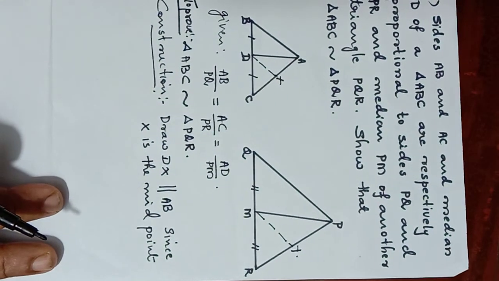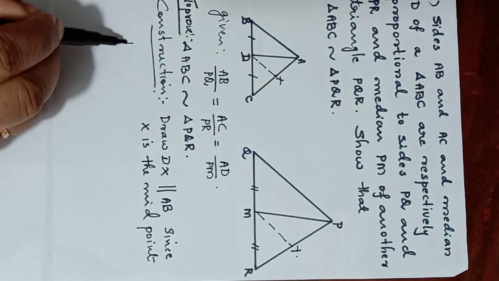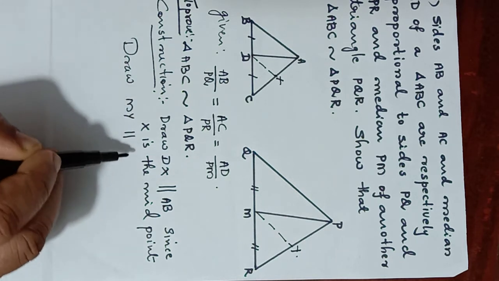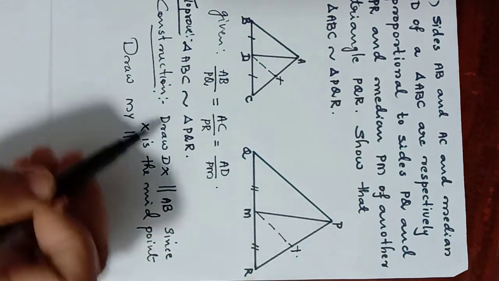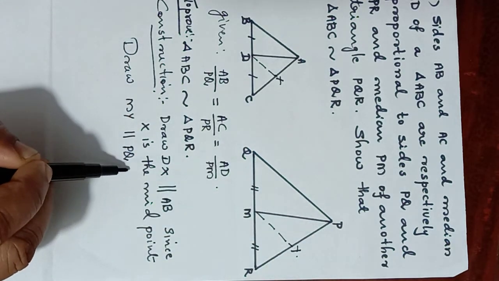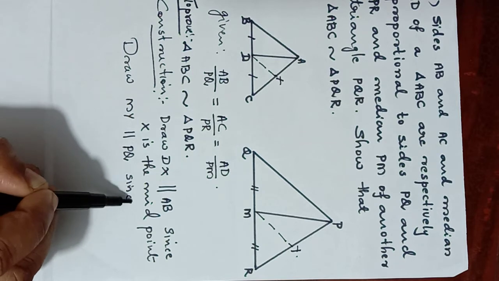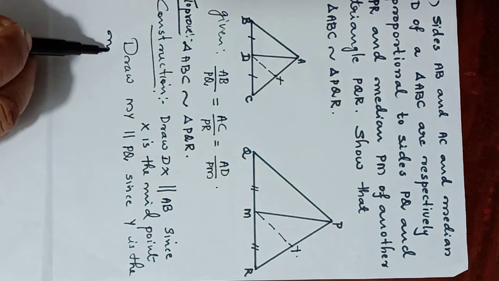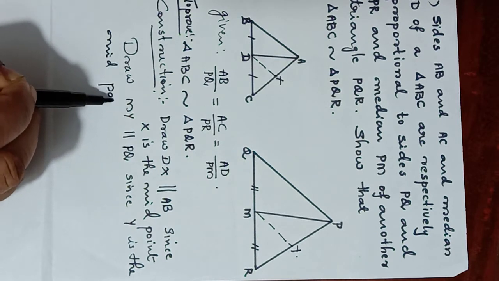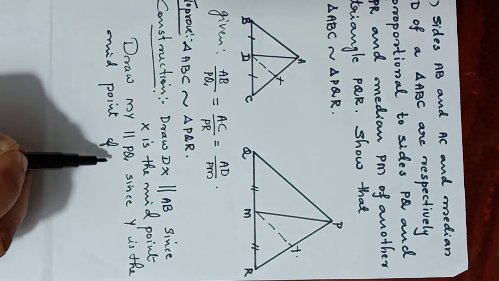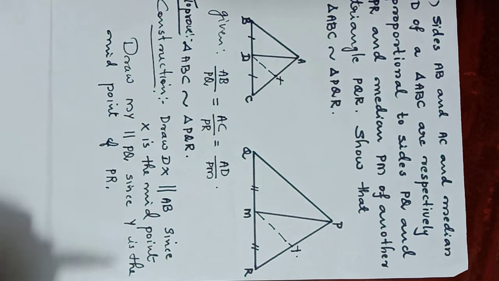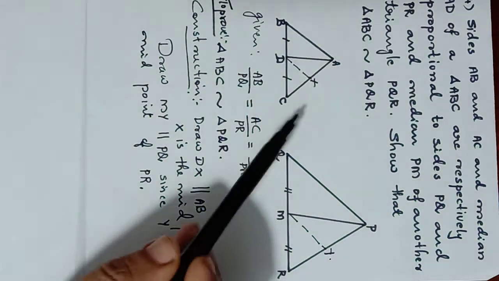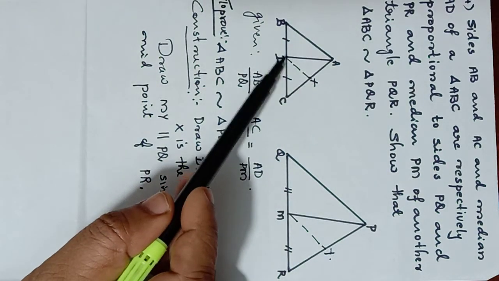Okay, I'll explain. So similarly, we have to draw MY parallel to PQ, since Y is the midpoint of PR. Okay. So in 9th standard we have learned, if we are joining the midpoints of two sides.